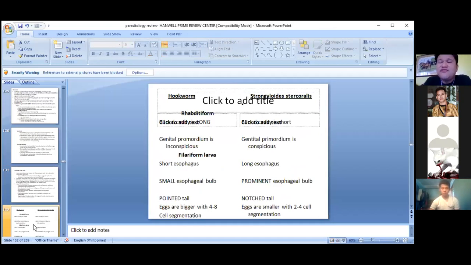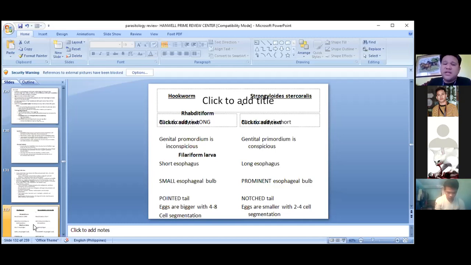Maintindihan? The difference between hookworm and strongy. Because for all you know, sabi ko nga, magkapareho ang life cycle stage nila. And at some points, the ova are also similar. How does the ova look like? They appear to be having germ cells. Correct? Germ cells is known as cell segmentation. Ilan ang cell segments na nandyan sa ova niyan? Germ cells ang tawag dyan. So hookworms, I told you, would have 4 to 8 germ cells. Strongyloides would have 2 to 4 germ cells.